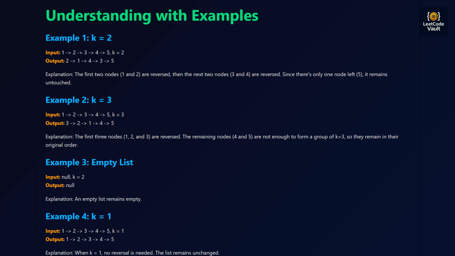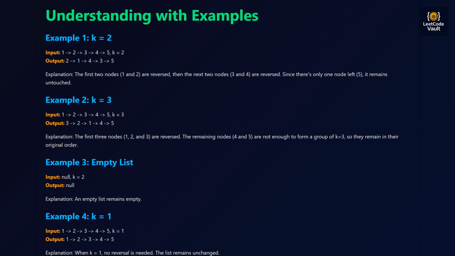Understanding with examples. Let's clarify this with a couple of examples. Imagine a linked list, 1, 2, 3, 4, 5. If k is 2, we reverse groups of 2. The result would be 2, 1, 4, 3, 5. See how the pairs are reversed?